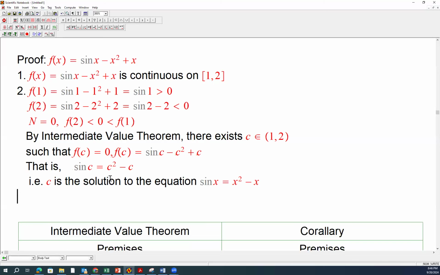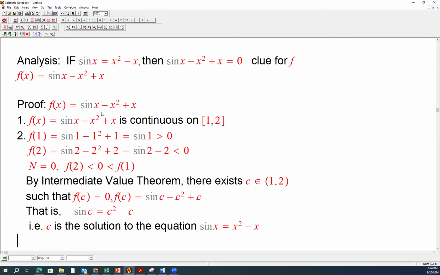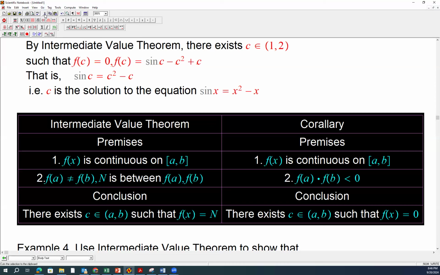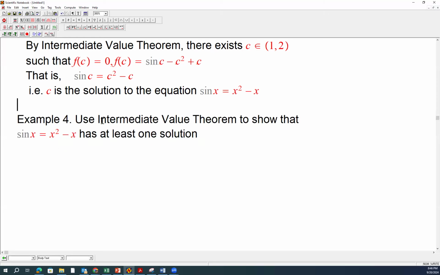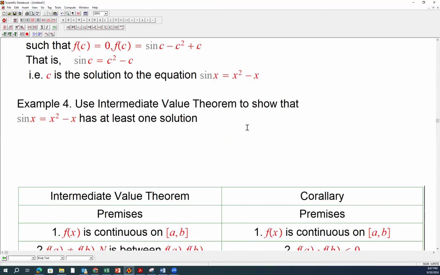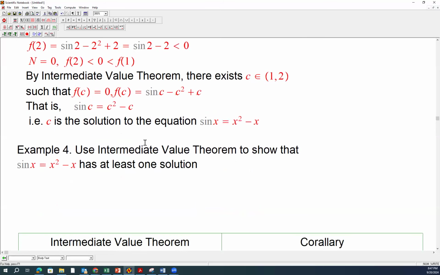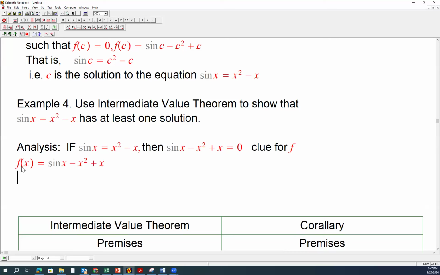I'm double checking, okay? The next one, which is example number 4, is pretty much the same question, but we pretend the interval is not given. So we can borrow the scratch paper work for the function. Our analysis is still here, but we have to identify the intervals.